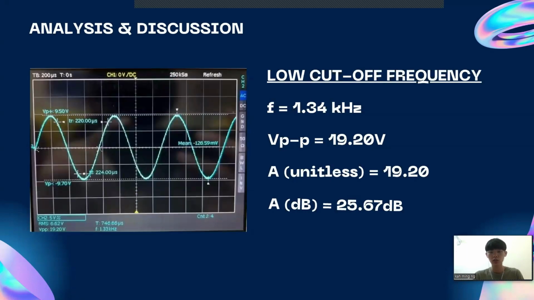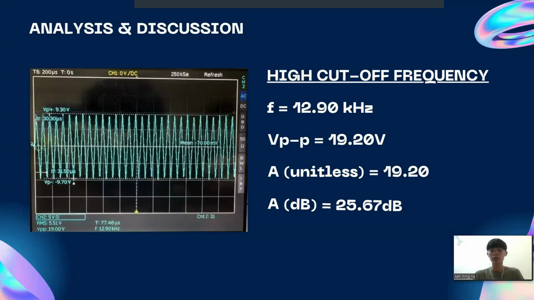So for the low cut-off frequency, when we adjust the frequency to 1.34 kilohertz, we get a value for V peak to peak of 19.20 volts, and the gain value in unitless is 19.20. When we convert the gain value into dB, we get the value of 25.67 dB.